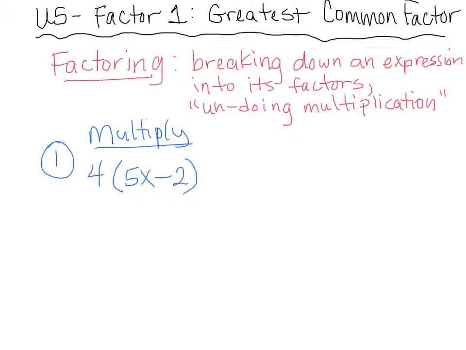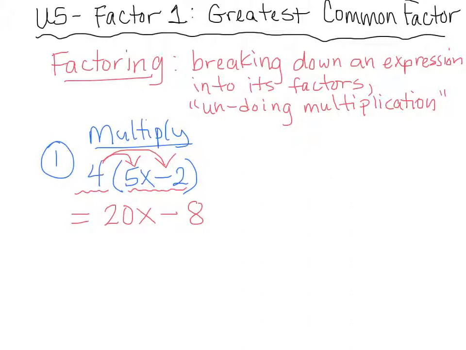Well, we have a single multiplier on the outside. That's called a monomial, just a single term. And we have 2 pieces, 2 terms inside the parentheses. It's called a binomial. And so we know to multiply, we use the distributive property, and we multiply that 4 into the binomial, right? So we end up with 20x minus 8. And that would be our answer.